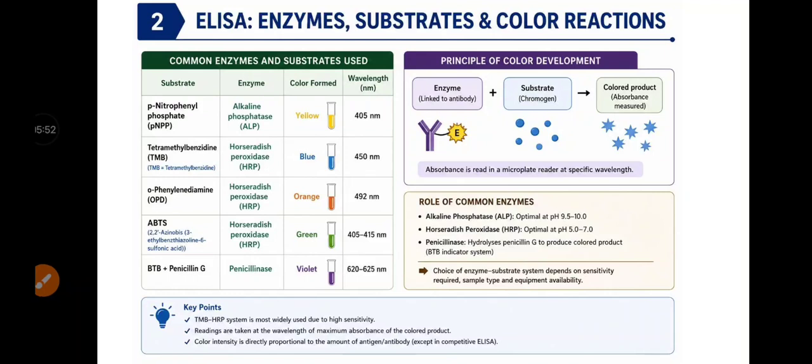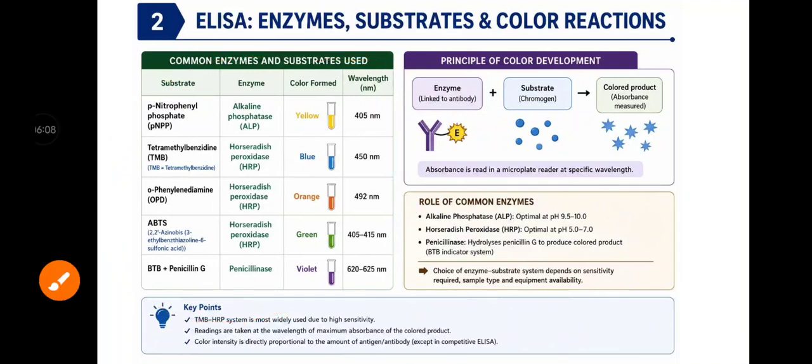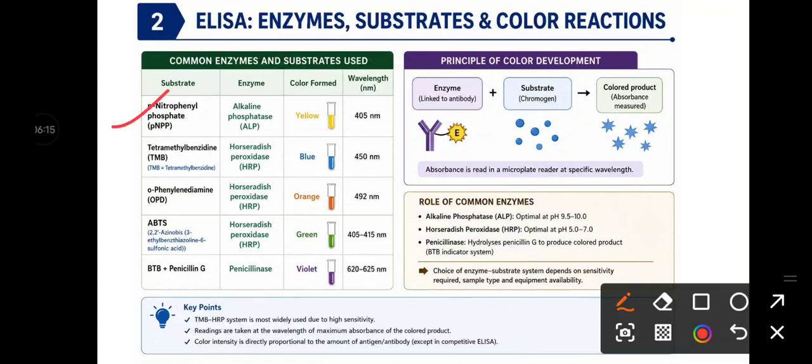Next, about the substrate and enzymes. Here is the table of common substrates and enzymes used. These substrates and enzymes are very specific, meaning the combination is very specific. The first one is p-nitrophenyl phosphate, the substrate, and the enzyme used for this is alkaline phosphatase. Here phosphate means definitely phosphatase will be there, and the color it forms is yellow.